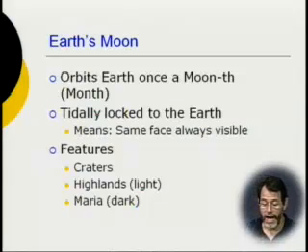Okay, so other attributes of the Earth's moon: it orbits the Earth once a month. The moon is tidally locked to the Earth, always showing pretty much the same face. There are many craters on the moon. Again, there are many craters on the Earth, but many of them have been wiped out by erosion. On the moon, there's nowhere near that kind of erosion, so the craters pretty much stay.